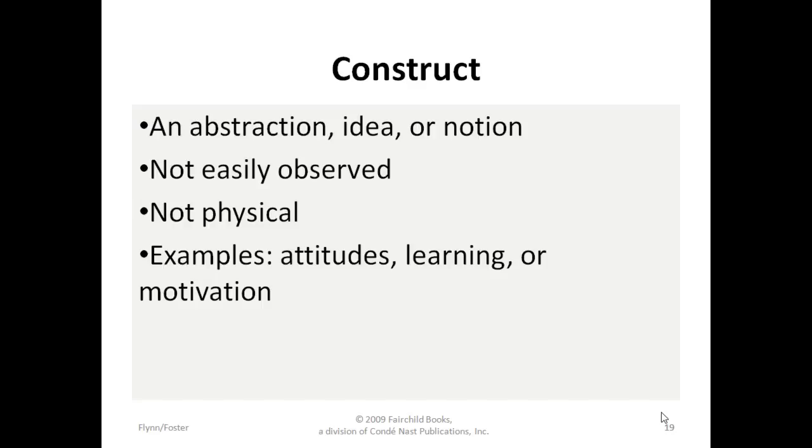Next is a construct, and it is an abstraction that is not easily observed, such as attitudes, which are difficult to verbalize and are not physical objects that you can see. Also, if you look at someone's morals, values, thoughts, and motivations, those are all things that you cannot see. They're more internal than external. Being internally motivated would be another example.